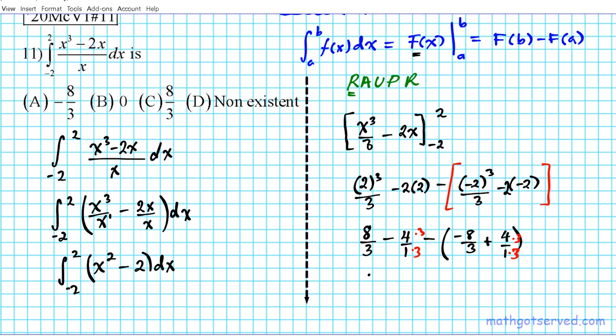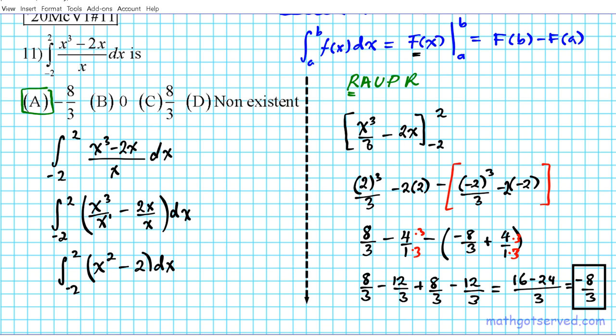Okay, so we have 8 over 3 minus 12 over 3, minus times minus makes this a plus, plus 8 over 3. And then minus times this minus makes that a minus, minus 12 over 3. Alrighty, so if we go ahead and evaluate this, basically going to have 8 plus 8 is 16 minus 24. 16 minus 24 over 3. That would give us negative 8 over 3. And that, ladies and gentlemen, is the answer to question number 11. So answer to question number 11 is option letter A.